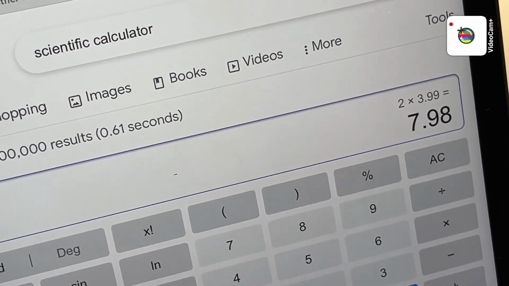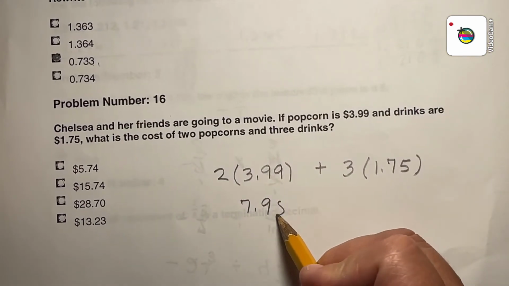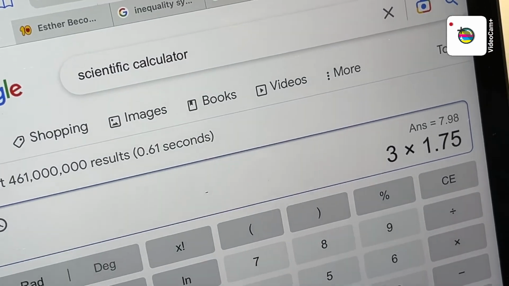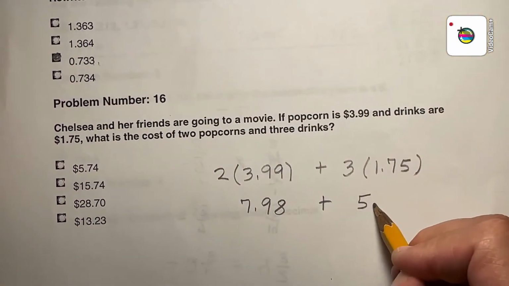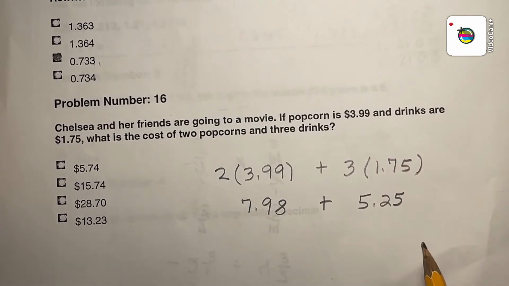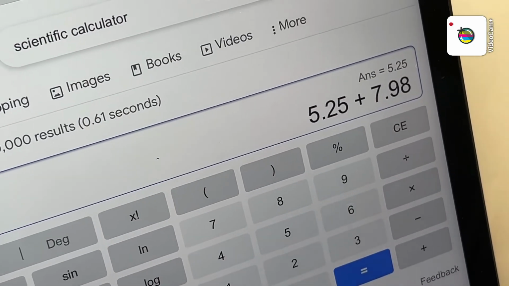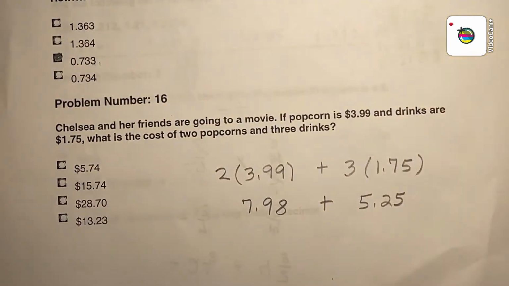All right. So 2 popcorns is $7.98. 3 drinks is $5.25. Add that together and you'll get $13.23.